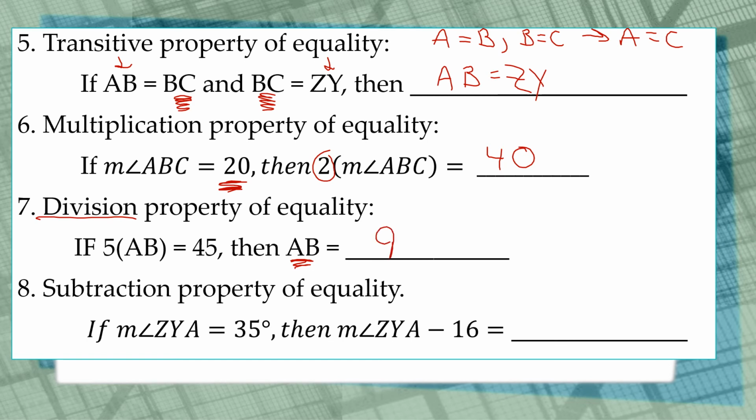Subtraction, again, so taken away. Okay, the measure of angle ZYA equals 35 degrees. And then you have the measure of angle ZYA minus 16. So you're going to just come over here and you're going to take 35 degrees and you're going to minus 16 from it. Notice my degree symbol.